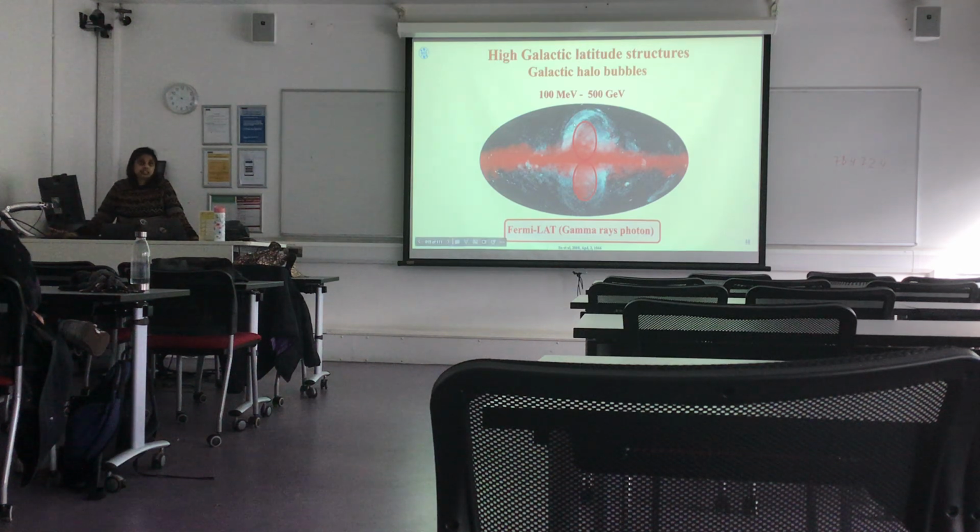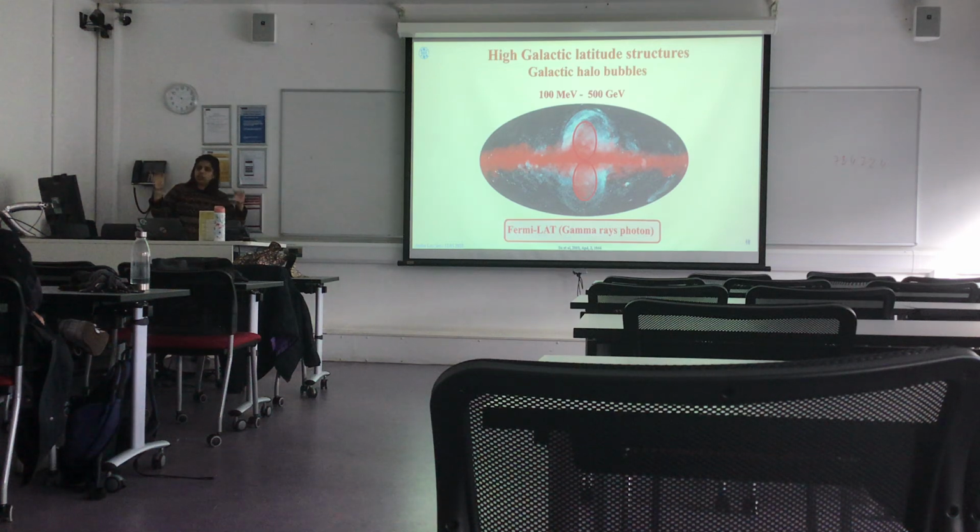We did not know that they existed. There was some indication in some data sets, but it was only with the Fermi bubbles that we were really sure that there's definitely structure out there. Because generally when you think about the galaxy, you always think about the disk. You never think about anything above and below, like the top and bottom.